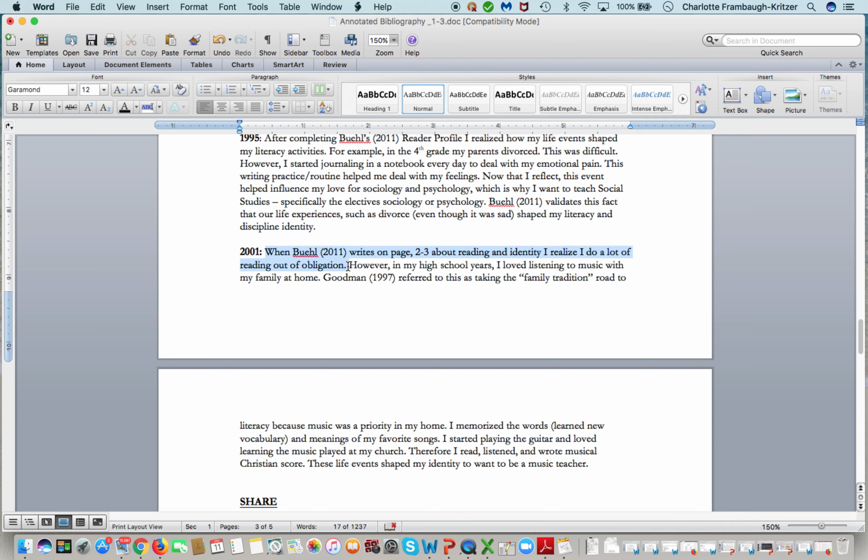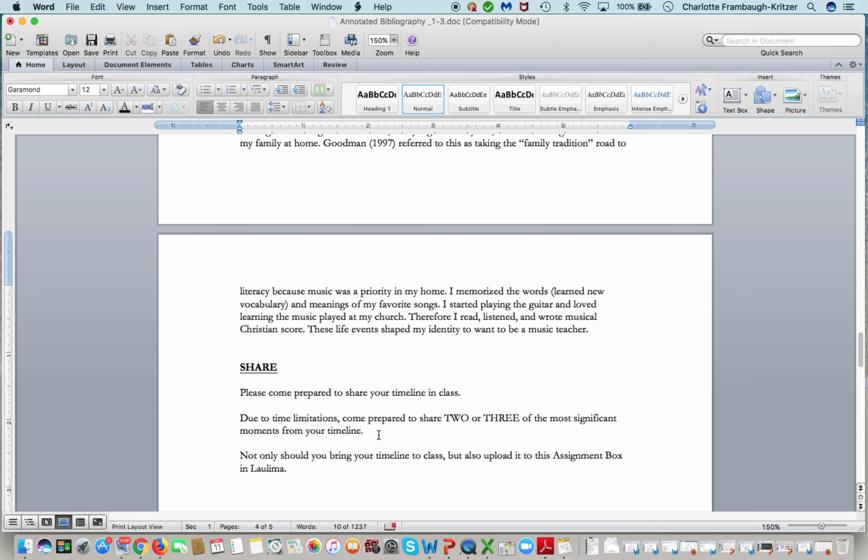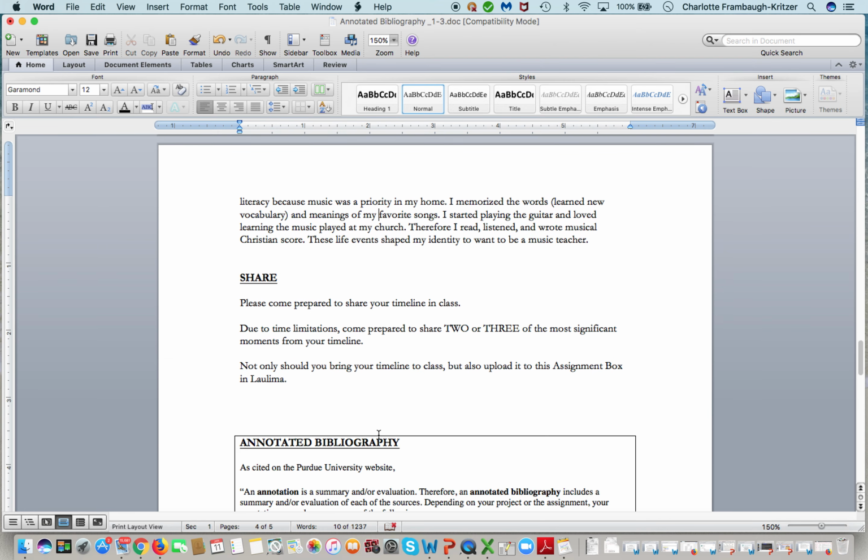Same with here. Again, notice how Goodman is mentioned, and there's a direct quote here, how this individual thought of family tradition as being a particular road of literacy, of how they started playing music. So again, that's hopefully very helpful to you.